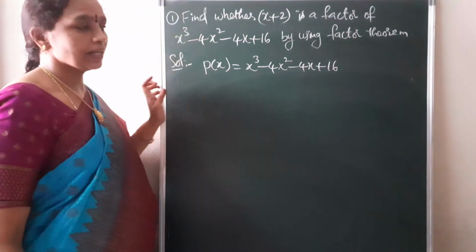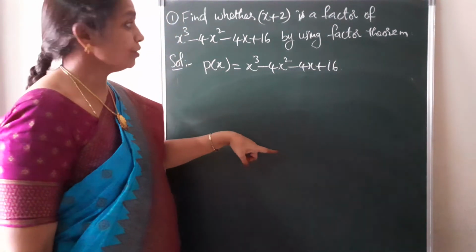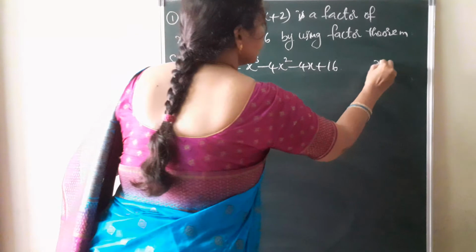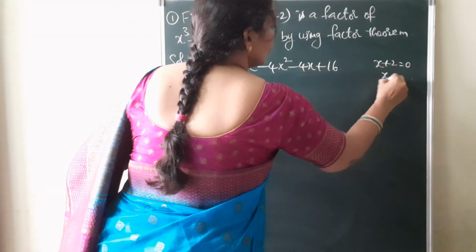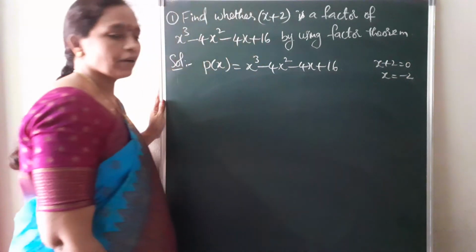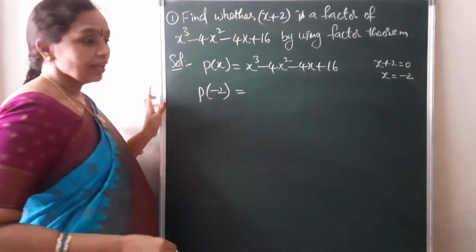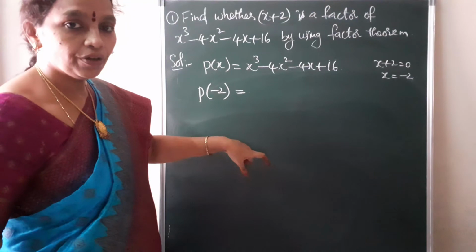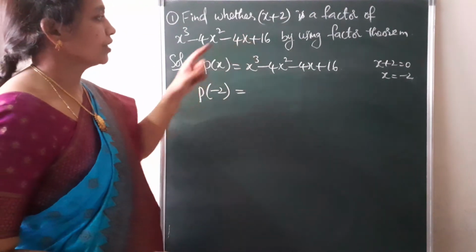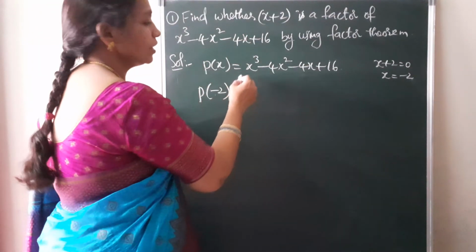According to the factor theorem, the remainder must be equal to 0. Remainder of what divisor? X plus 2 is the divisor, whose zero is x is equal to minus 2. So you have to find p of minus 2. If the answer for p of minus 2 is 0, then we can say that it is a factor of this. So substitute minus 2 in place of x.